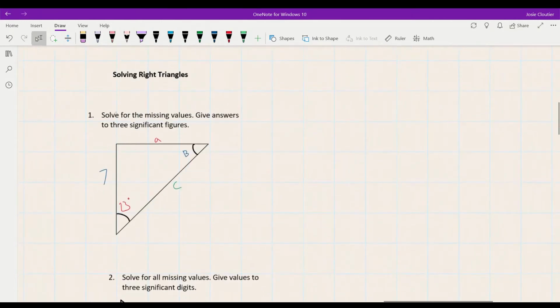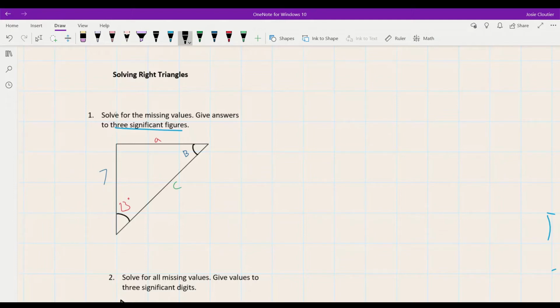Alright. Solving right triangles. Solve for the missing values. Give answers to 3 significant digits. So, here we are given one angle and one side length. So the easiest thing is going to be to figure out the missing angle, right?